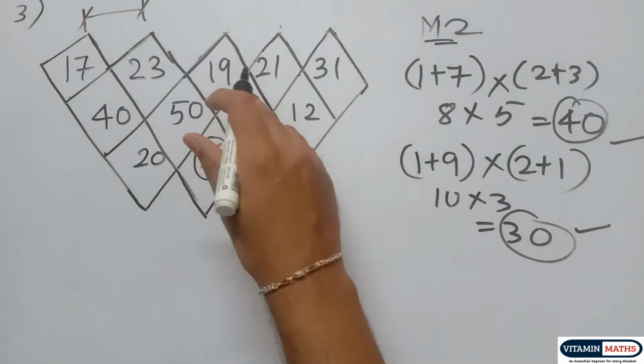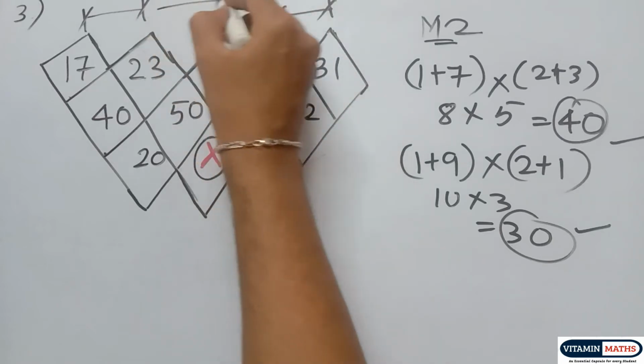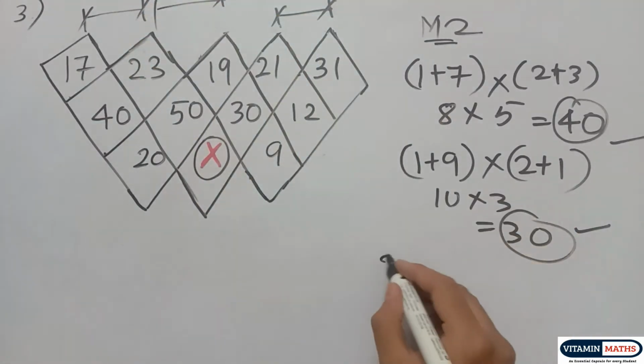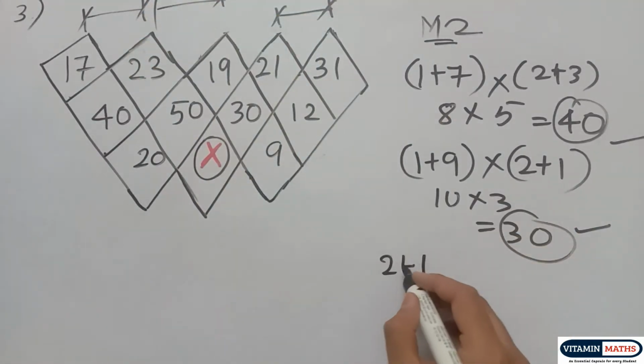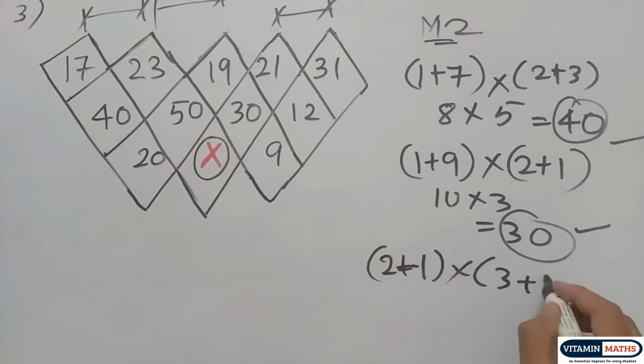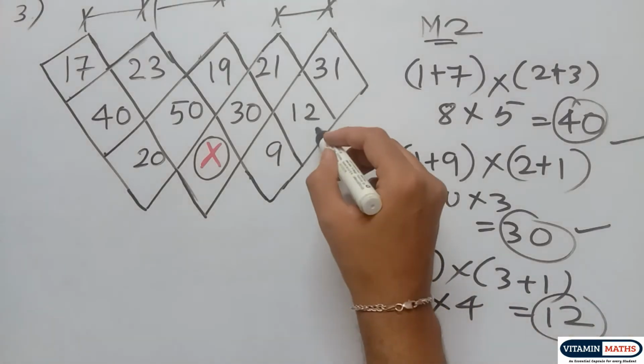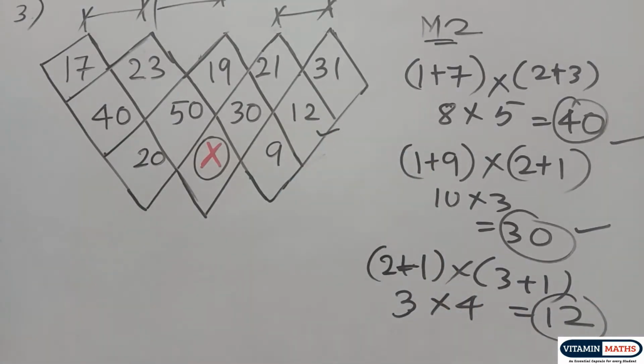Now similarly this part we will take. We completed already this part. Now we'll take this part, (2 plus 1) into (3 plus 1), so that is 3 into 4, 3 4s are 12. Have we got 12 here? Yes, definitely we have got 12 here.